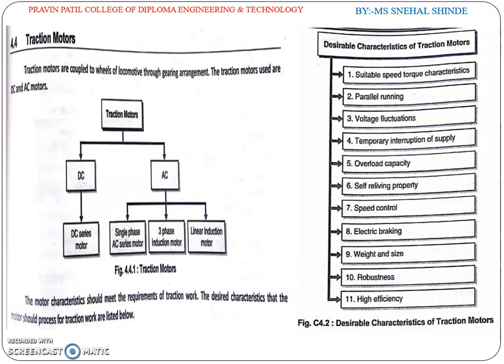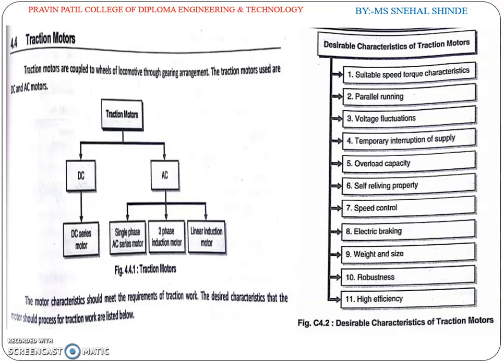Third is the voltage fluctuations. In traction work, on account of heavy current inrush at starting, considerable voltage fluctuation of supply line is a normal feature. Traction motor should be capable of withstanding voltage fluctuations without adverse effect on their performance.